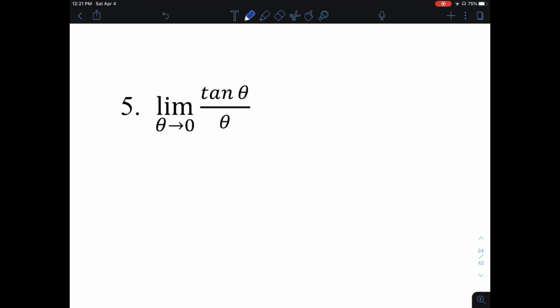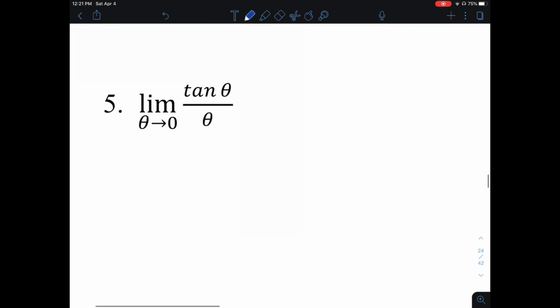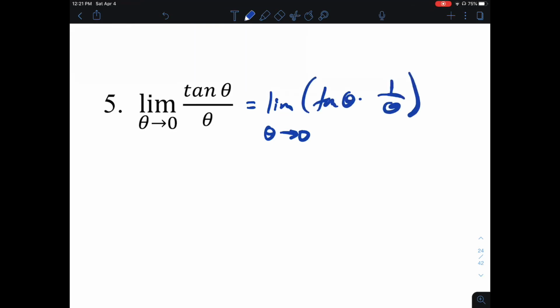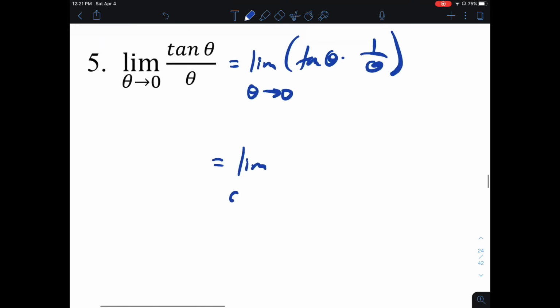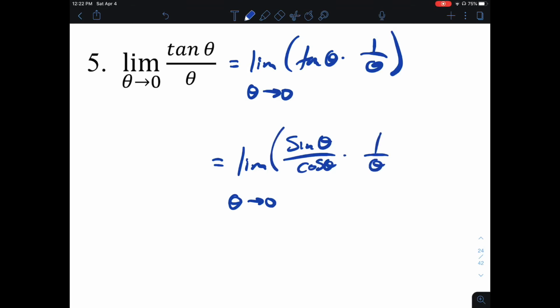Number 5, trying direct substitution will be useless because if you put 0 in for theta, you're going to be dividing by 0. But we could manipulate this. I'm going to rewrite this. You'll see why here in a second, I think. I'm going to rewrite this as tangent of theta times 1 over theta. And then tangent I'm going to write as sine of theta over cosine of theta.